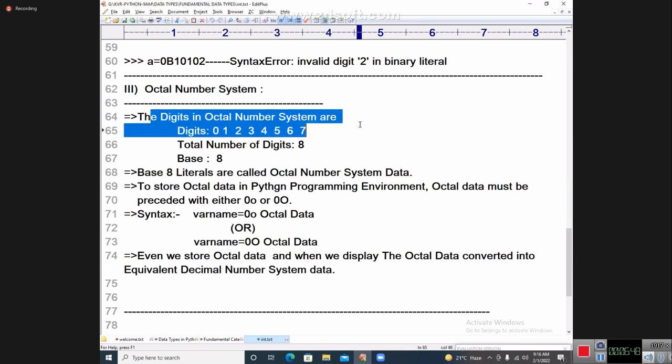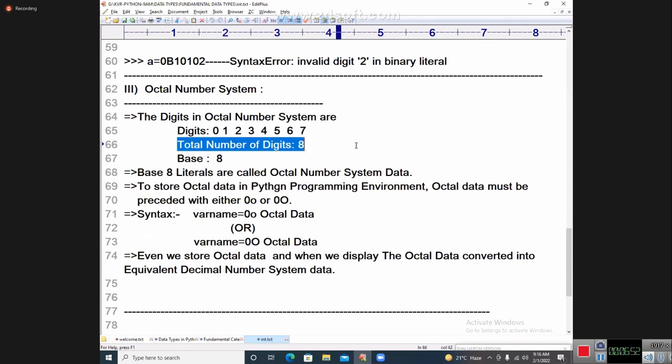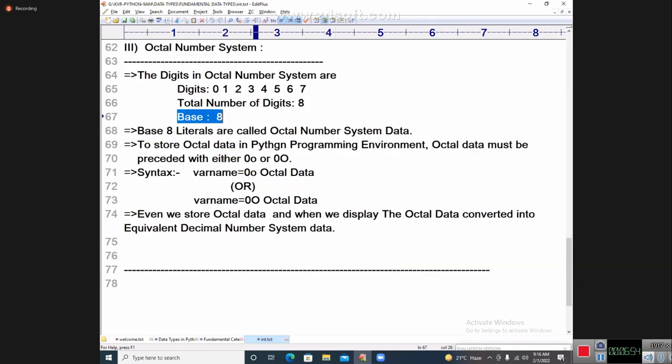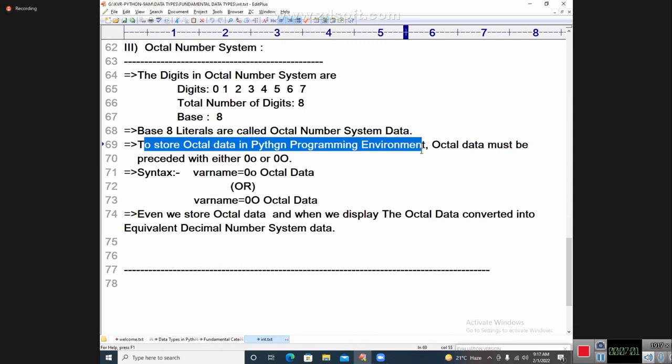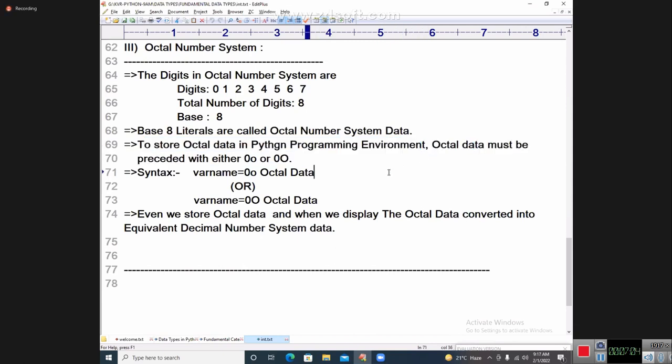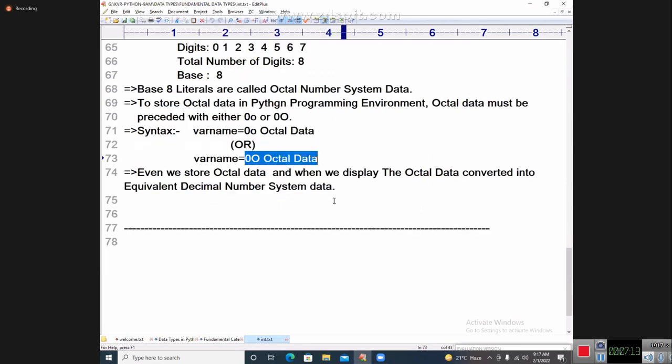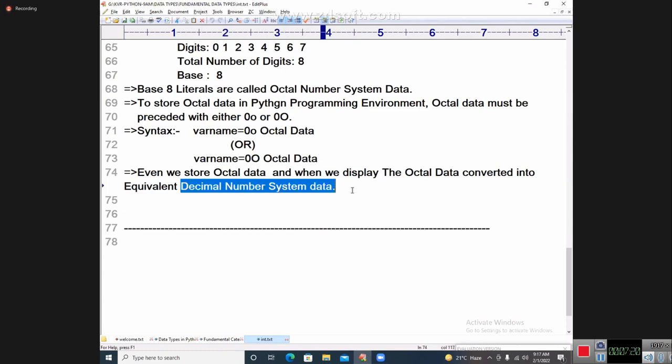The digits in the octal number system are 0 to 7, and the total number of digits is 8. Base is 8. Base 8 literals are called octal number system data. To store octal number system data in the Python programming environment, octal data must be preceded with 0o or 0 capital O. Variable name is equal to 0o octal data, or 0 capital O octal data. Even if we store octal data, we get the data in the form of the decimal number system.